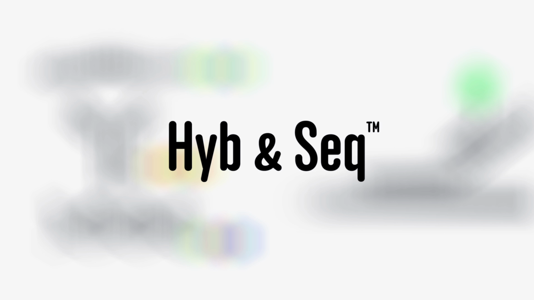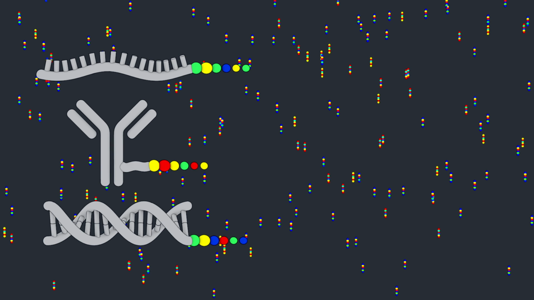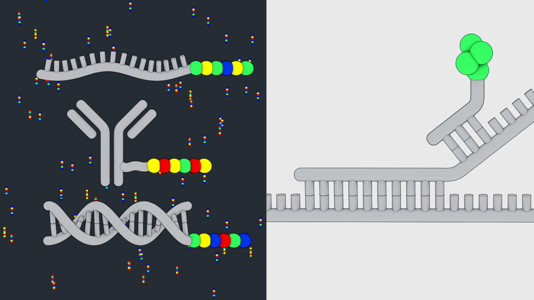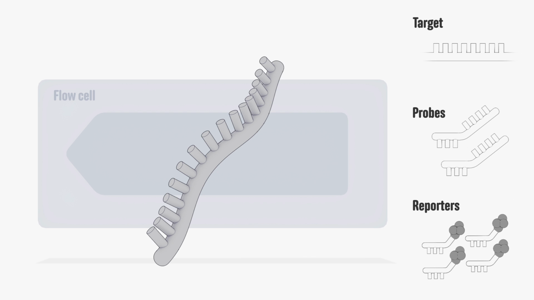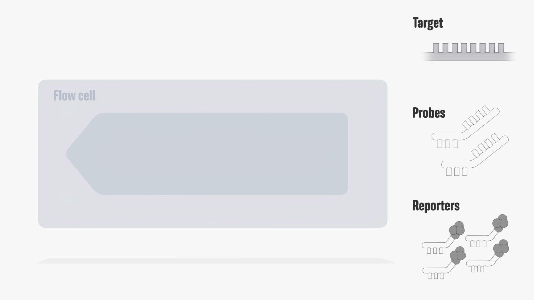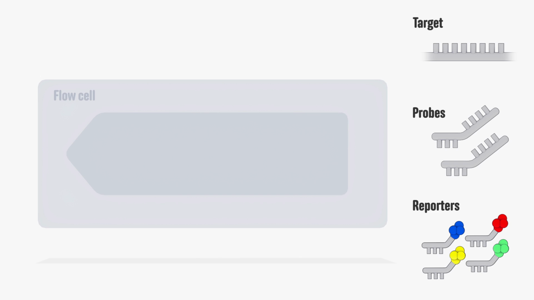HybSeq sequencing from NanoString combines the simplicity of NanoString's molecular barcoding technology with single-molecule cyclic hybridization to quickly deliver targeted sequencing results with low error rates. The process begins with the addition of an isolated genomic sample, the target of interest, to the flow cell. Next, the probe pool and fluorescent reporter barcodes are added to the mixture.